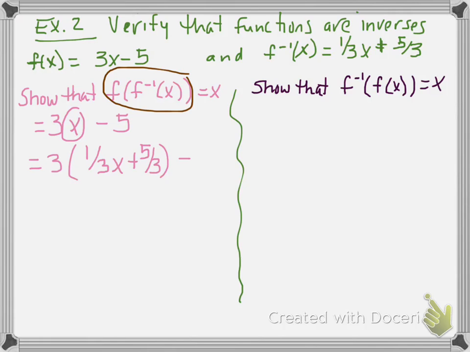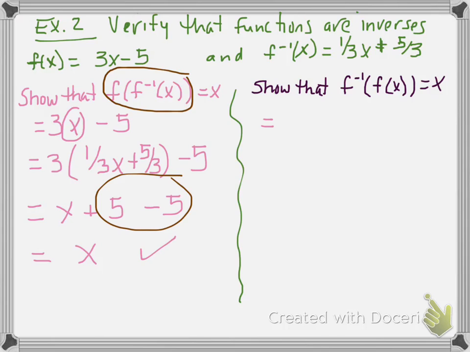Now, once you do that, we need to go ahead and distribute and work it out. The goal is to end up with an x on both sides in the very bottom. So 3 times 1/3 should be x. 3 times 5/3 is just 5. And then we have the minus 5. These two 5s are going to end up canceling, so my answer is just going to be x. So that one worked out, which is perfect.